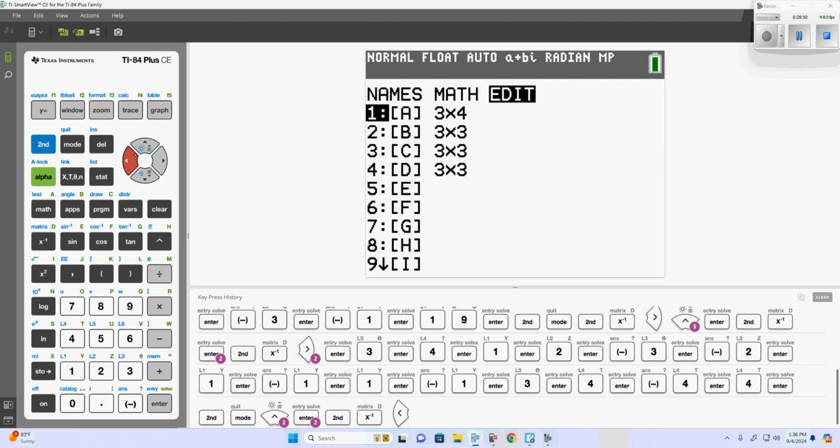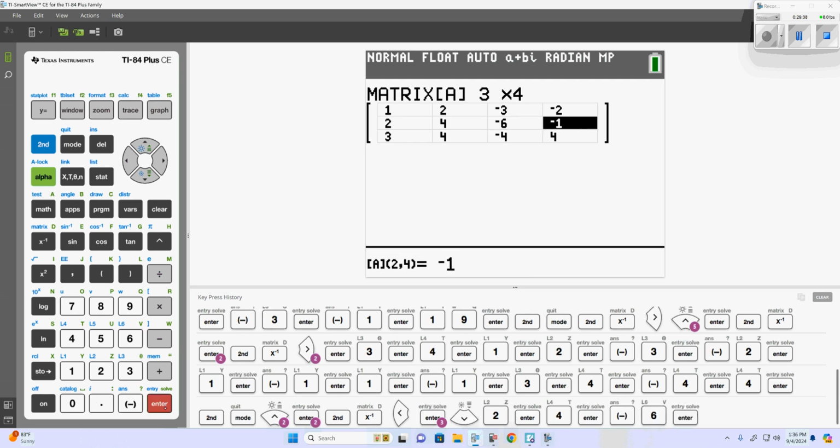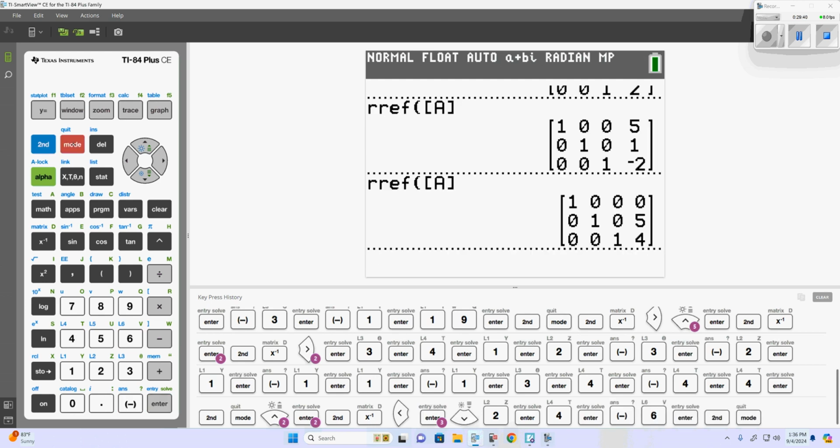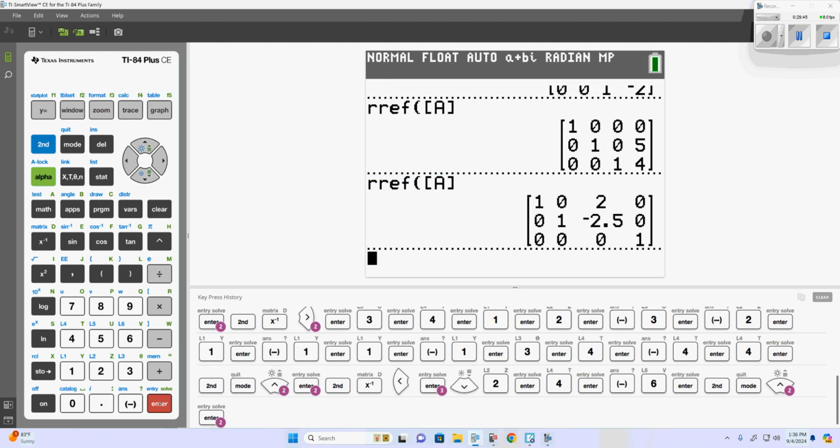Matrix. 2, 4, negative 6. Okay. All right, guys. I changed what matrix A was a little bit. Now, if we look at this here, we do have decimals. We don't have that diagonal of 1s, yes? But the last row is what? 0, 0, 0, 1, yes?